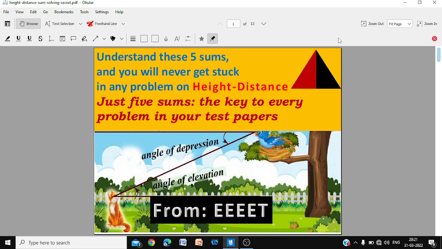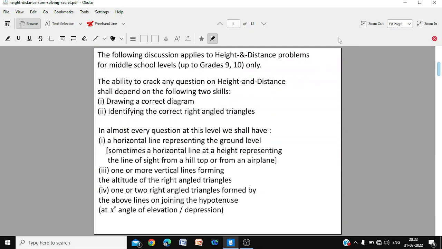So here we give just 5 sums and the concept behind them and the solution. Once you master these, you can solve any and every sum on this chapter. Now the following discussion applies to height and distance for middle school levels, that is to say up to grades 9 and 10 only. For all questions on height and distance of classes 9 and 10 level, you will not get anything beyond what we are saying.